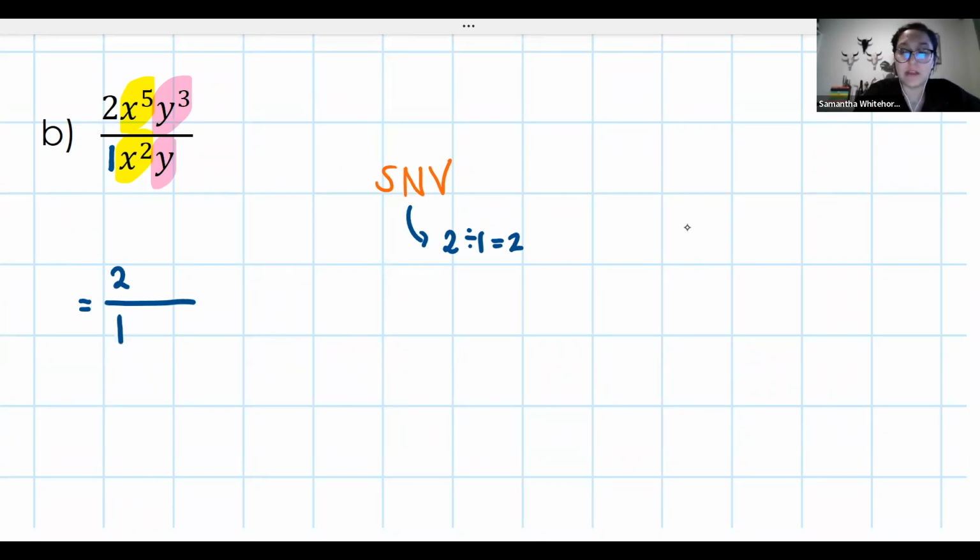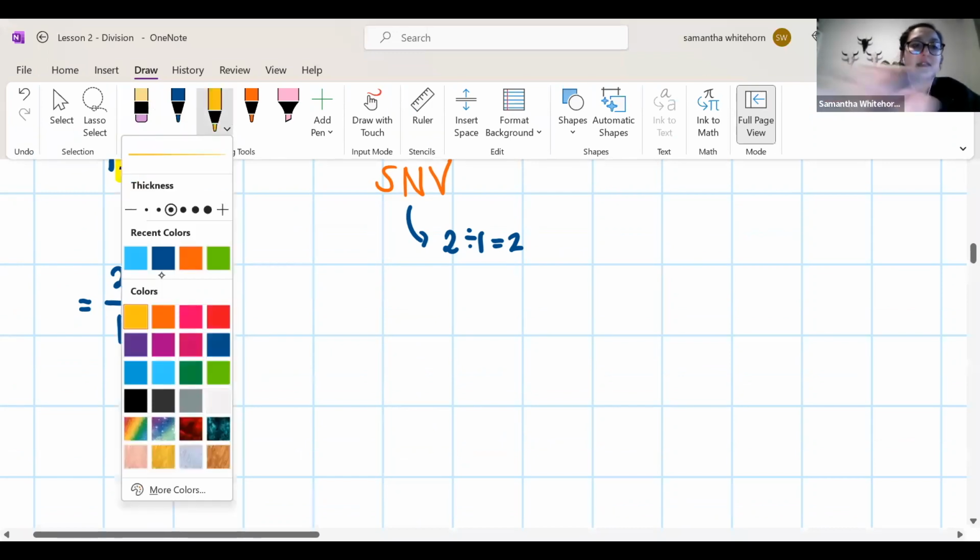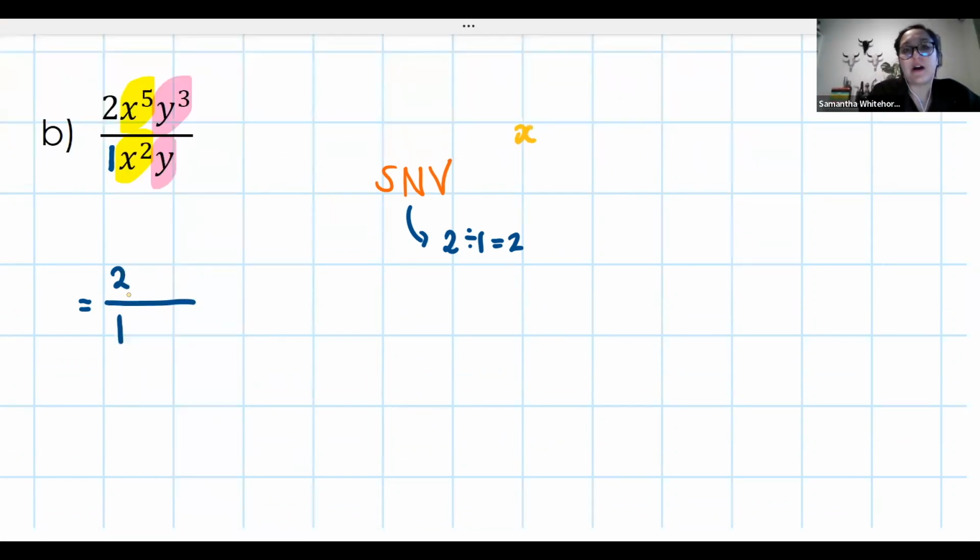Now I move on to my variables. So if I have a look at my first set of variables, I'm going to start with the x's. If I look at my x's, I've got x to the power 5 divided by x to the power 2. Now, again, you choose how you want to do this. If we choose to apply the law, we will subtract the exponents. So x to the power 5 minus 2, which leaves me with x to the power 3.